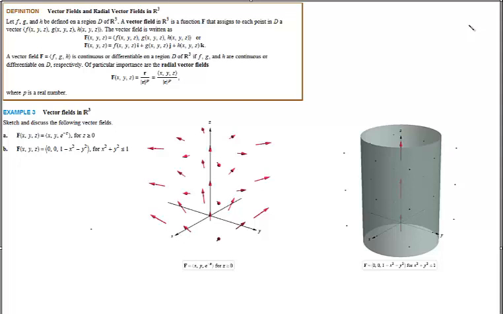Now in the horizontal planes, the radial pattern is kind of the same, but the vertical component is e to the minus z. As we go upward, notice that the magnitudes of these vectors, if you will, decrease as we go upwards.